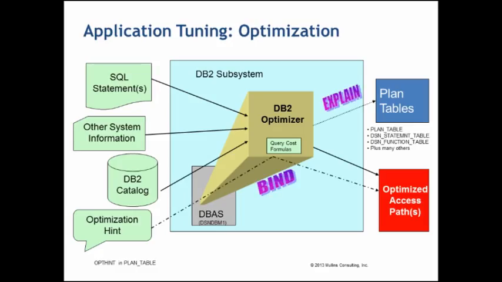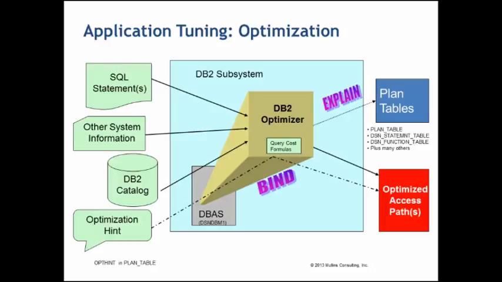Optimization. Everyone should be able to look at this slide and briefly describe what's going on here. So what is going on here? Well, we've got the DB2 subsystem in the middle, and inside of the DB2 subsystem is the optimizer, which lives in the DBM1, or database services, address space of DB2. In the optimizer are these query cost formulas that get applied to SQL statements. So coming into the optimizer, we have our SQL statements, we have other system information, and we have statistics from the DB2 catalog.